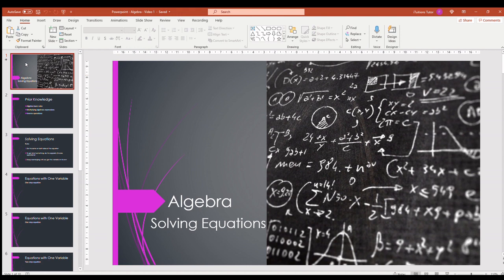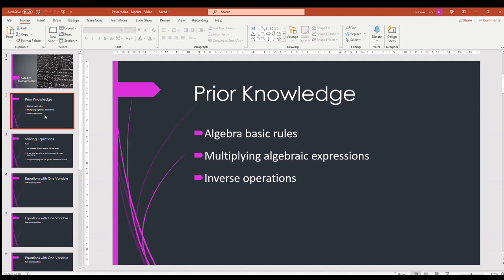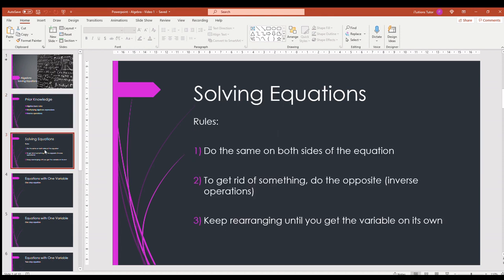In this video, we will look at how to solve equations with variables on one side. Before you watch this session, you must be familiar with the rules of algebra, multiplying algebraic expressions and inverse operations. I have covered these in my previous videos, so please do watch those.